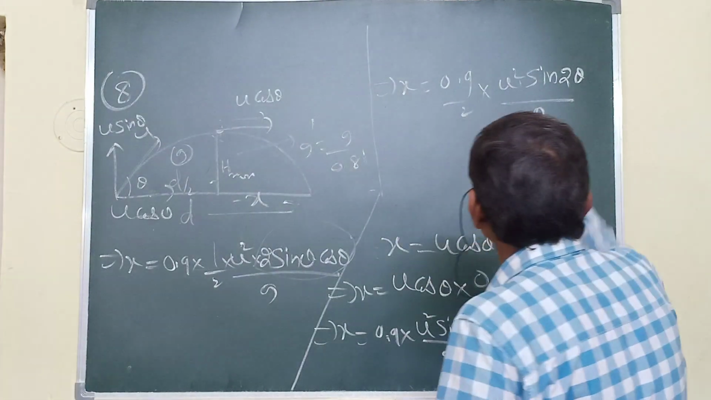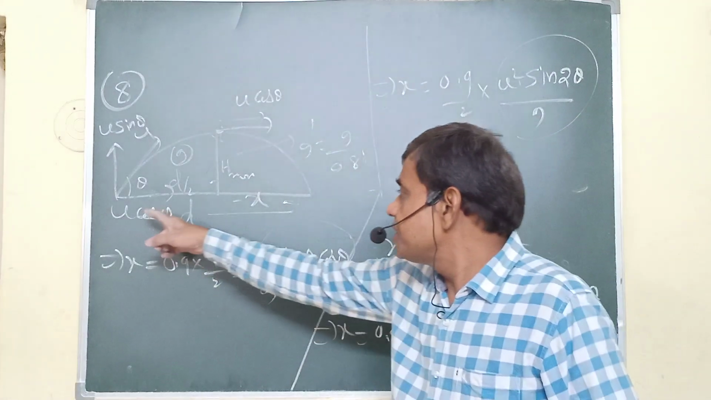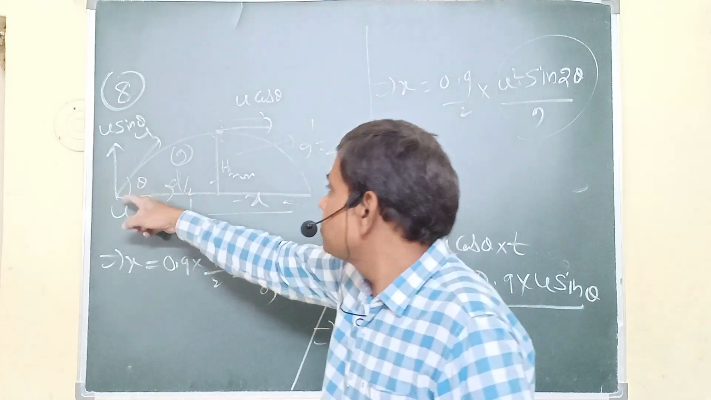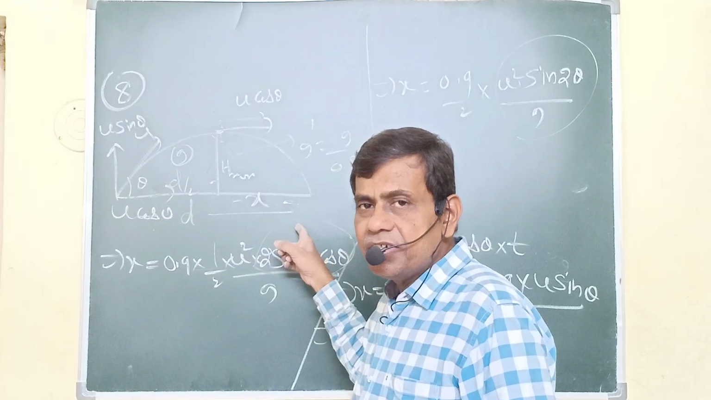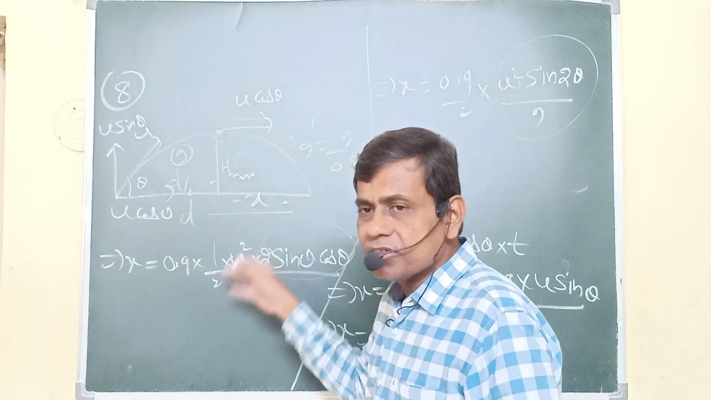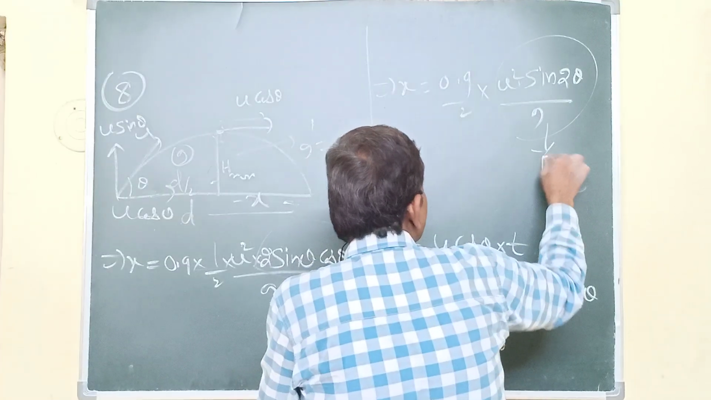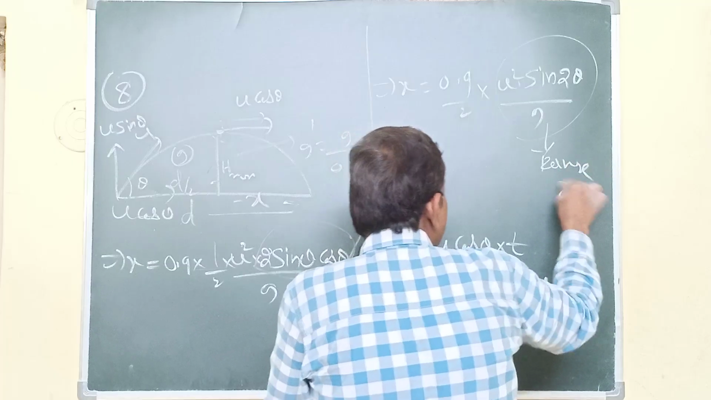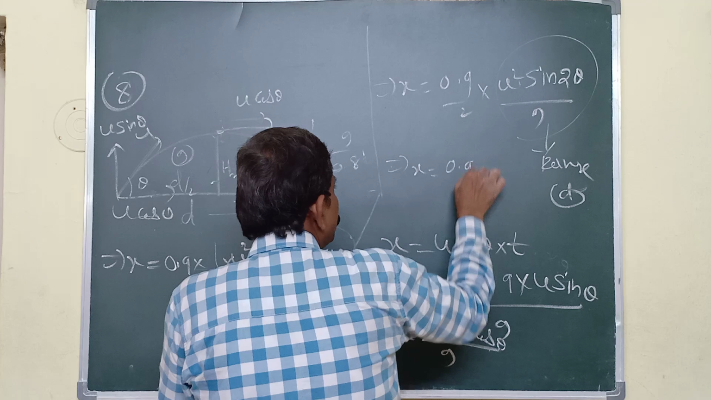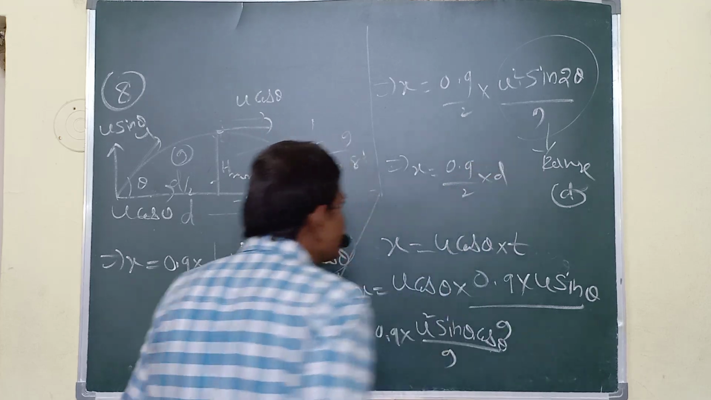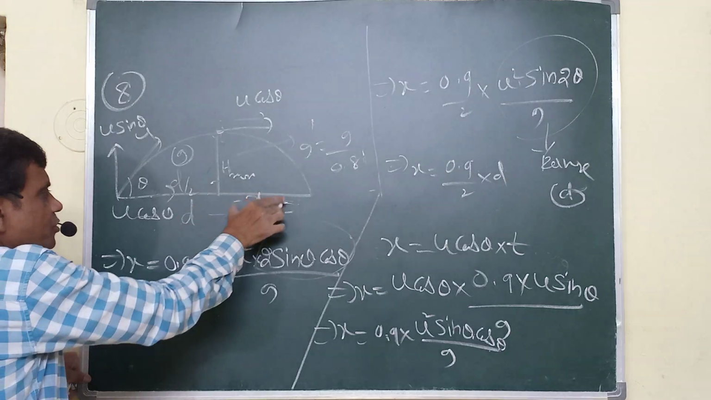Formula u square sin 2 theta by g, that is called what? Range. So if I am projecting one ball with u, making some angle theta, what is the total range given initially? D given. If it is the same, what is the range? Already given information, D. So this is called range. That we had already given as D. So what about x? 0.9 by 2 into D. This total D, here D by 2, in the new case, this value.